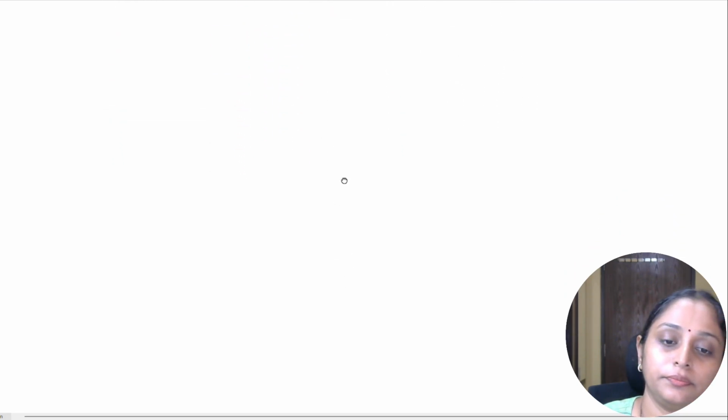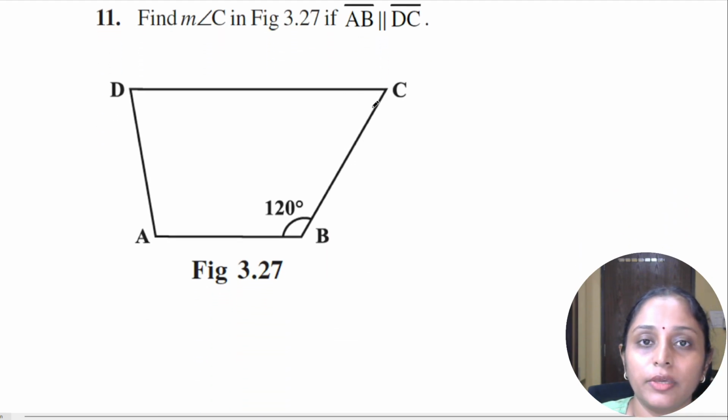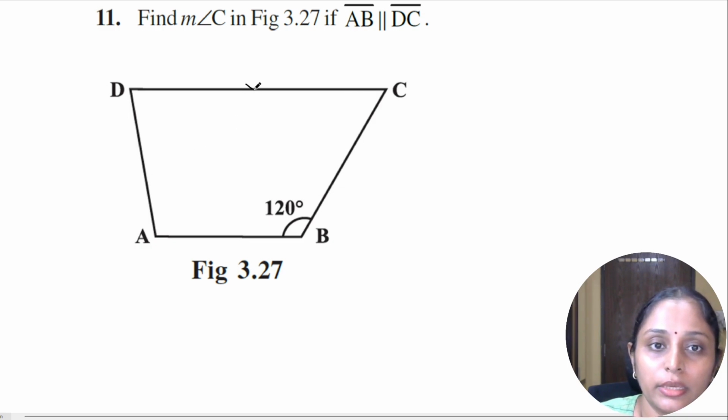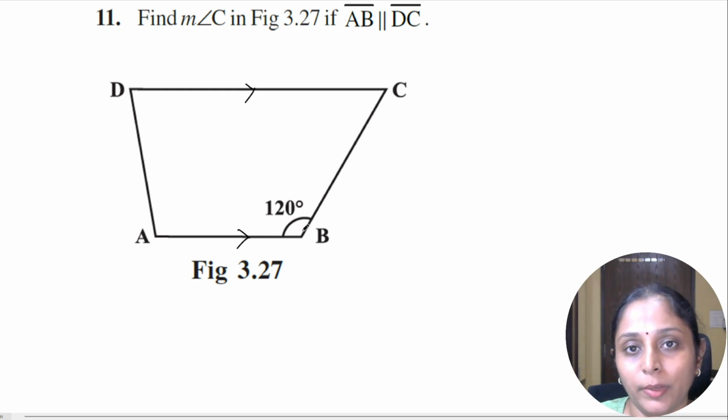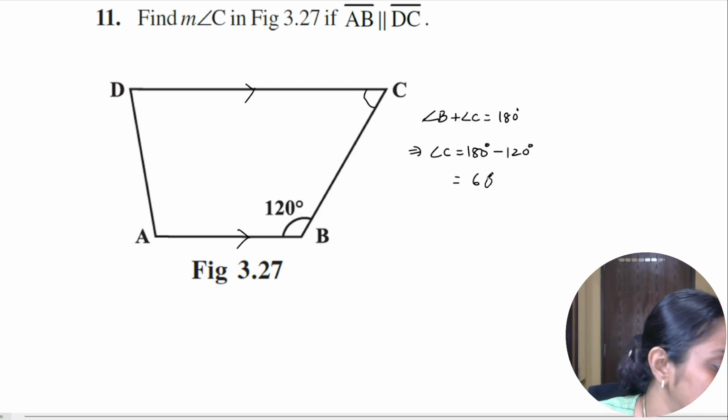Next. Find measure of angle C in this figure if AB is parallel to DC. Okay, it's not a parallelogram, it is a trapezium. If this is 120 degrees, can you find this angle C? Okay, so you know that angle B plus angle C is equal to 180 degrees. Why? Because when you have a pair of parallel lines, the co-interior angles are supplementary. Therefore, angle C is equal to 180 minus 120, which is equal to 60 degrees.